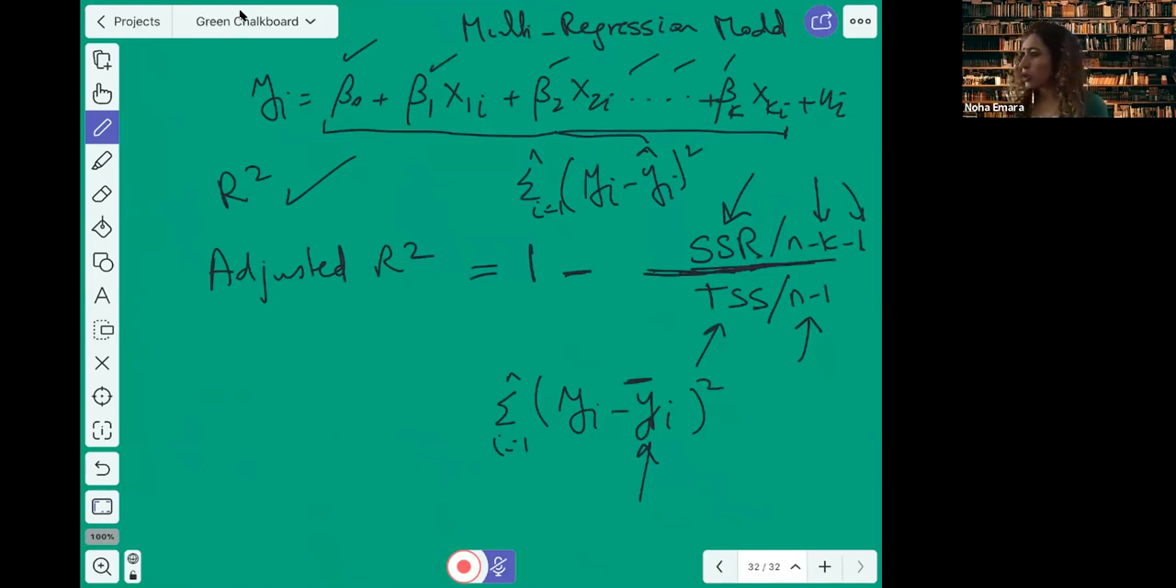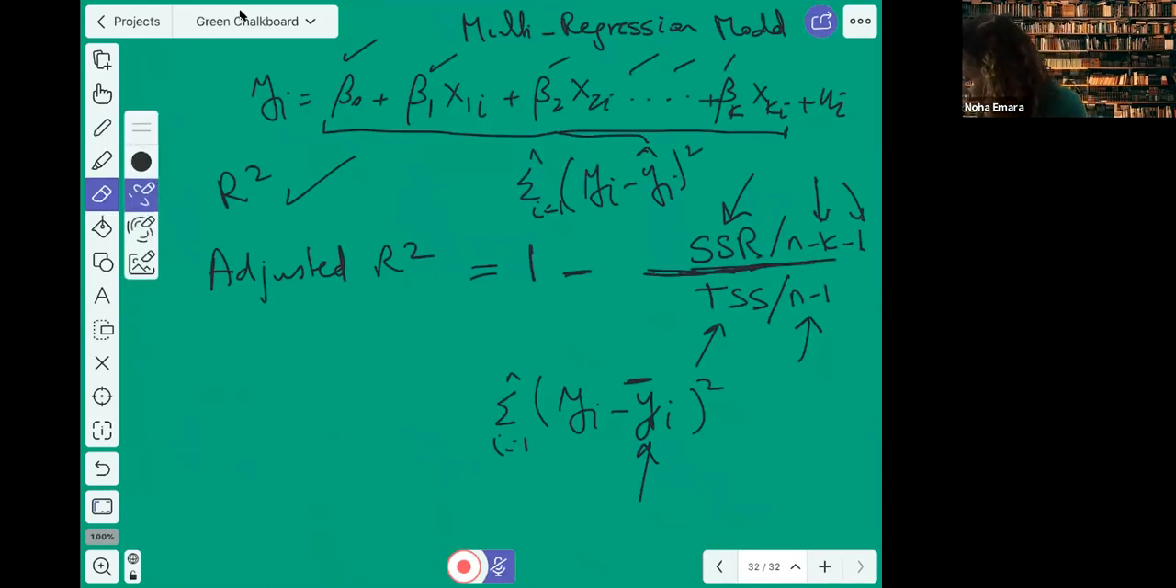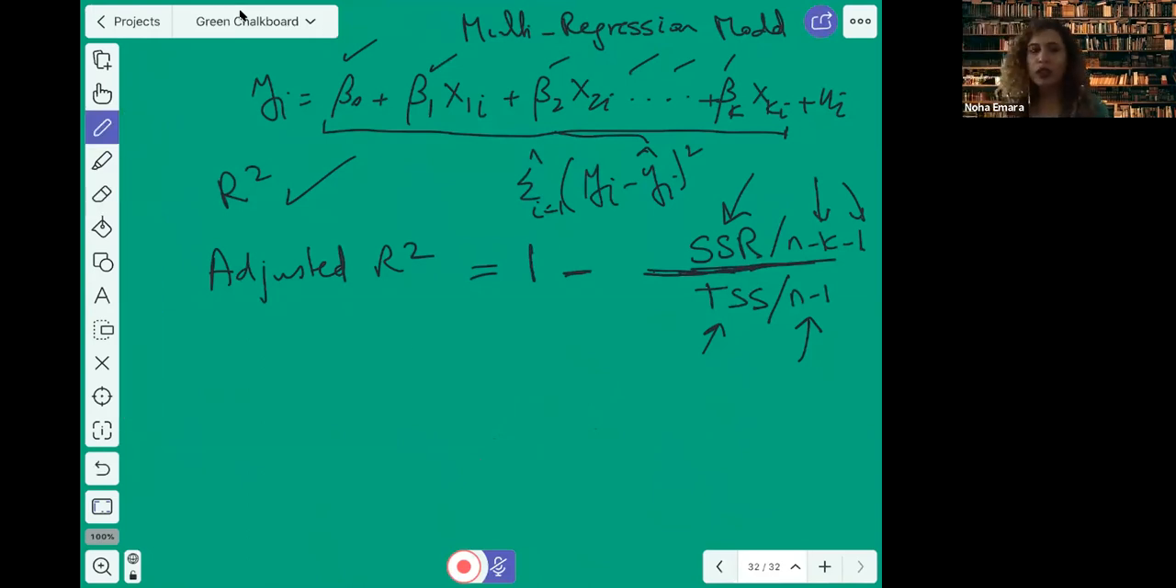So the adjusted R square is used when I have more than one X, and it's actually preferred to the R square because it doesn't have to increase every time I'm adding a new variable. The R square has a disadvantage: every time I'm adding a variable, it keeps on increasing.